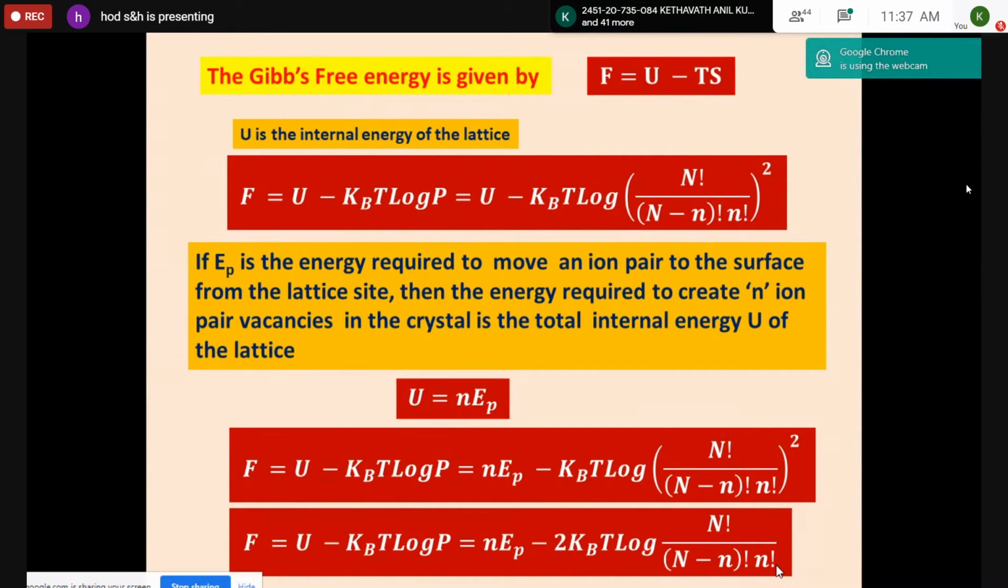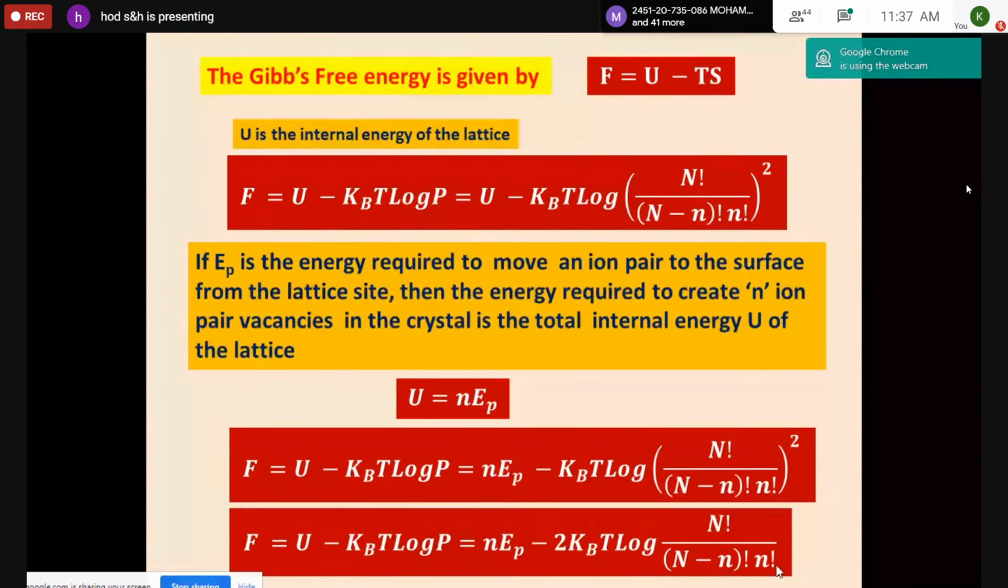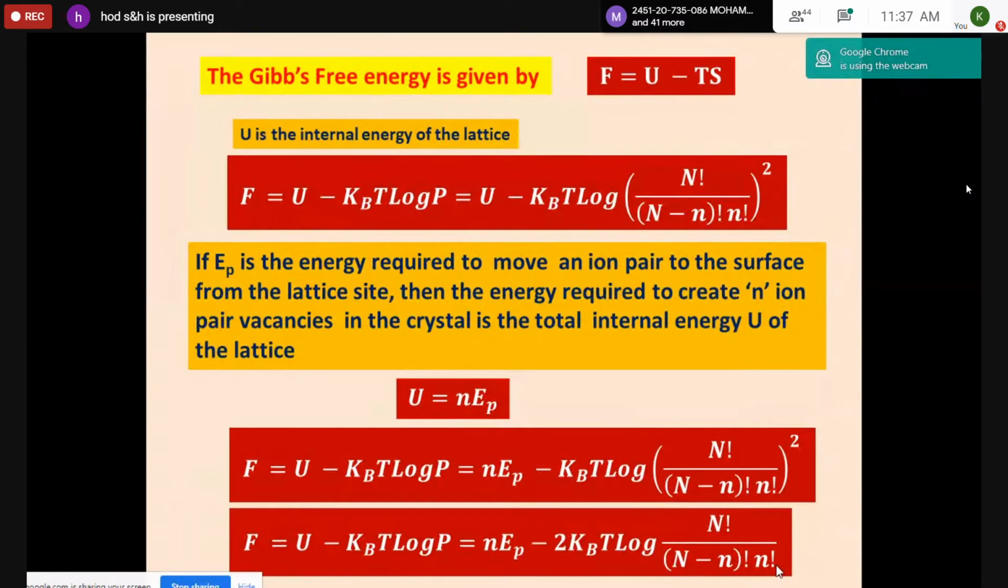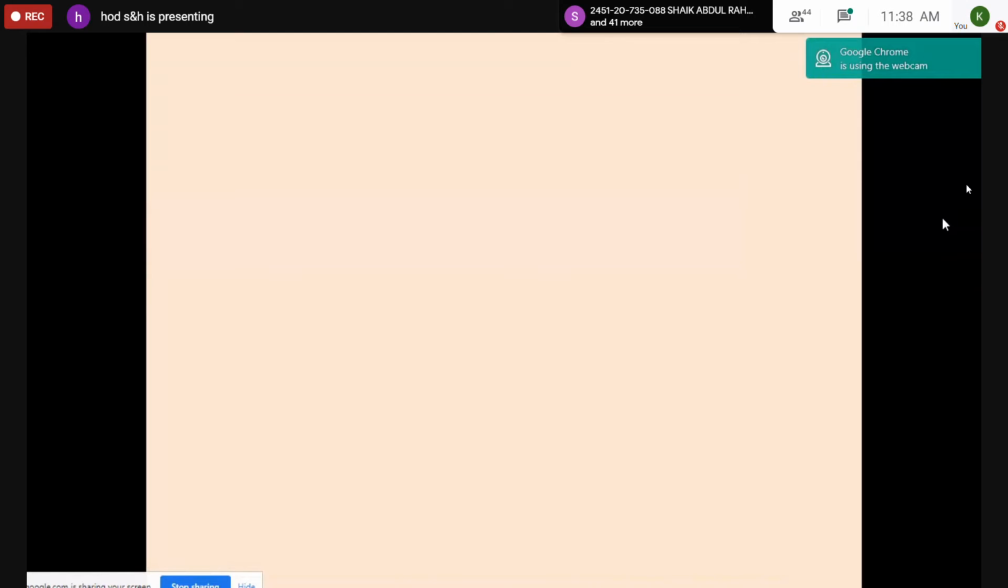Shall I proceed? Yes, sir. Anyone? Yes, sir. Okay. So this is Gibbs free energy. Now you wait, it will display. It is taking 30 to 60 seconds.